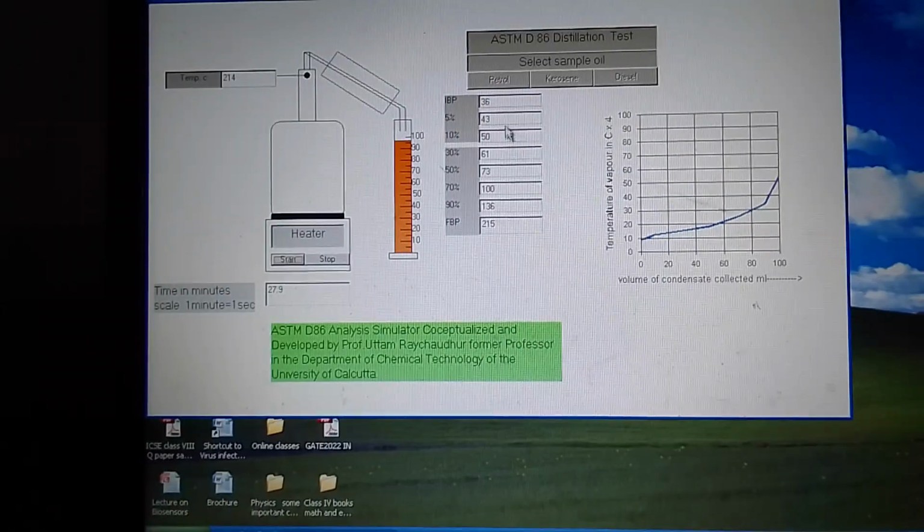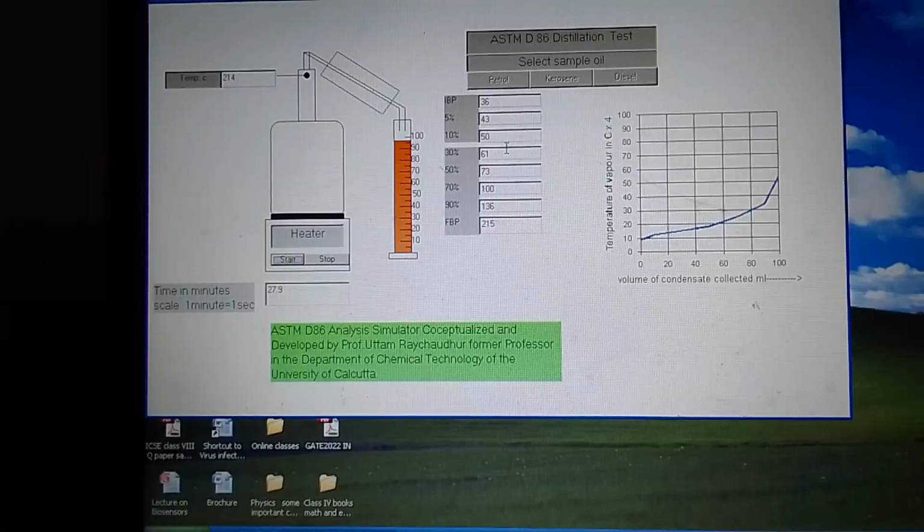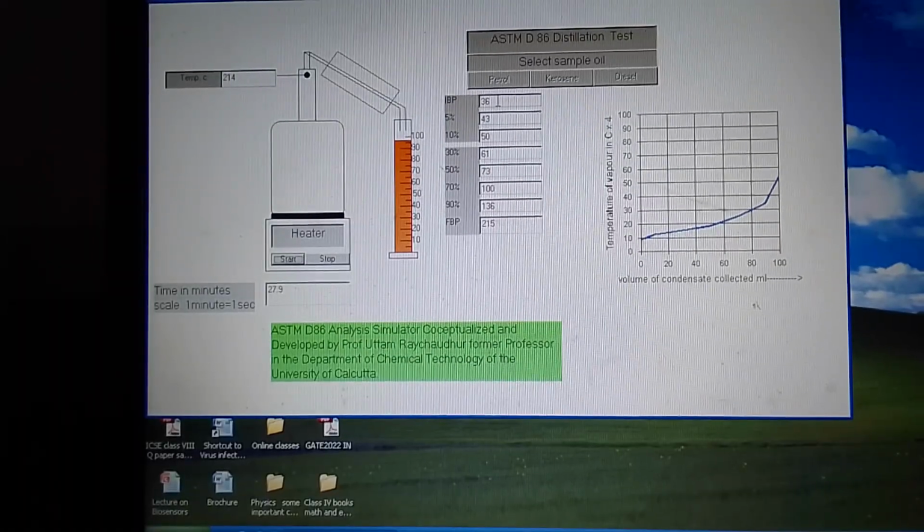So you can see that every collection is presented here, where IBP stands for the initial boiling point, which is the lowest temperature, which must be reported, but is not fixed for any particular sample. It is not standardized, and 5, 10, 30, 50, 70, 90 and the final boiling point are measured here, and every point is important, and there will be some amount of deviation allowed for the standard qualified product which is used in the market.